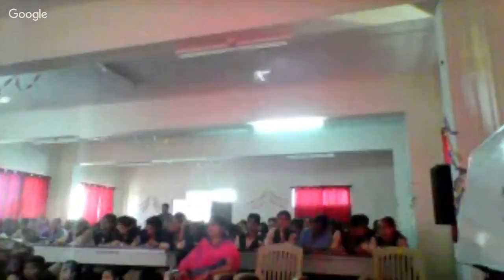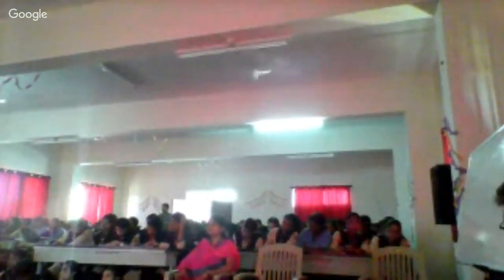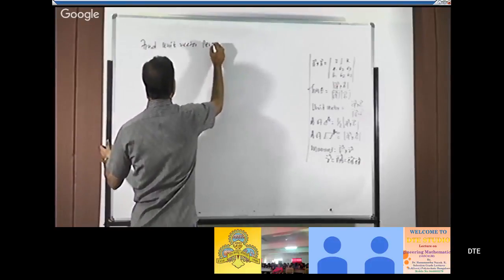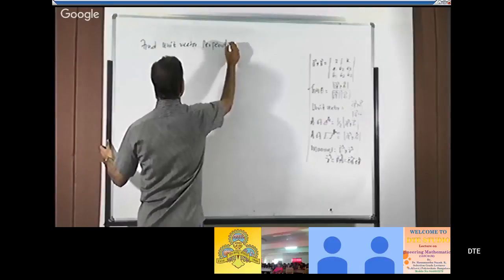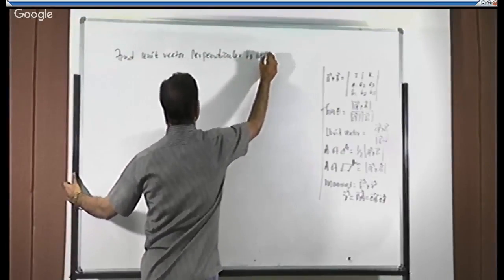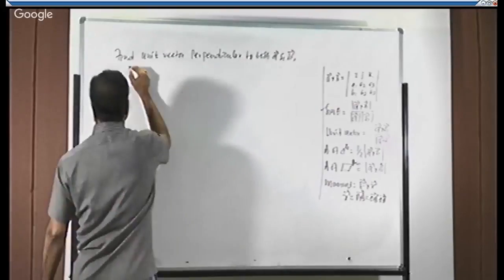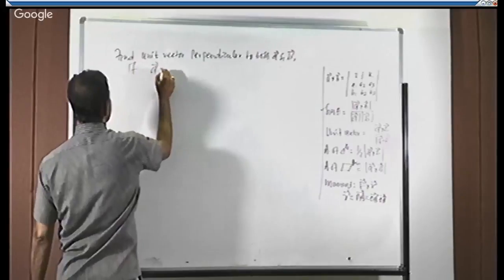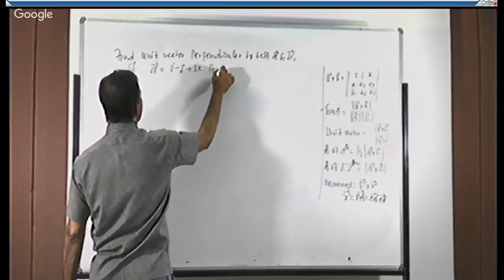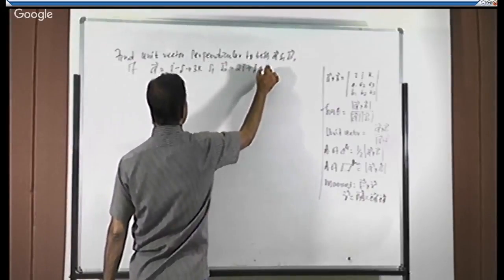Next, find a unit vector perpendicular to both A and B. A is equal to i minus j plus 3k and B is equal to 2i plus j plus k.